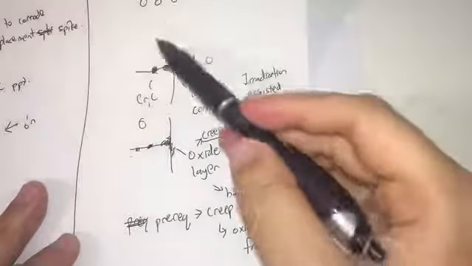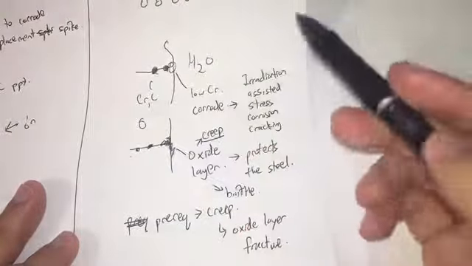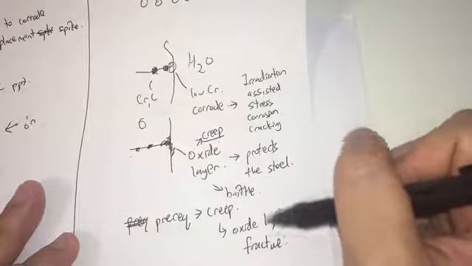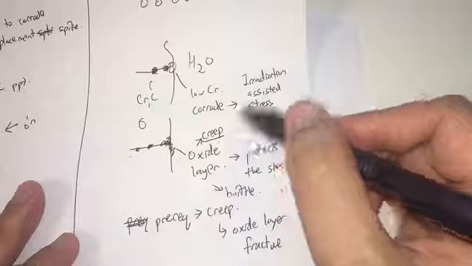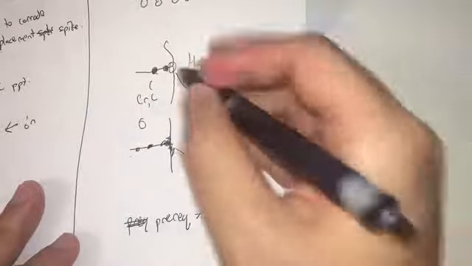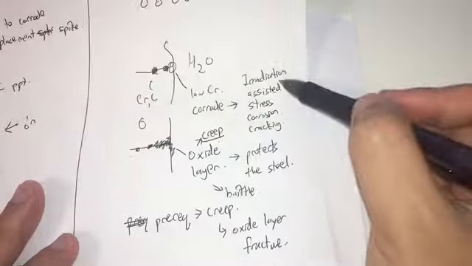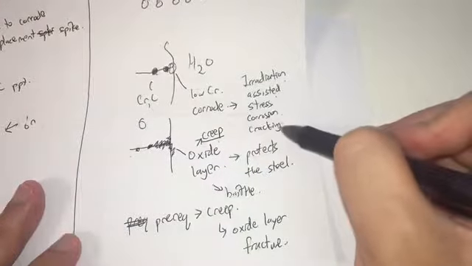So when there's stress applied to this material, creep will occur, and then this oxide layer will fracture. The water again can go in and cause more rust to occur. Now this is why it's called irradiation assisted stress corrosion cracking.